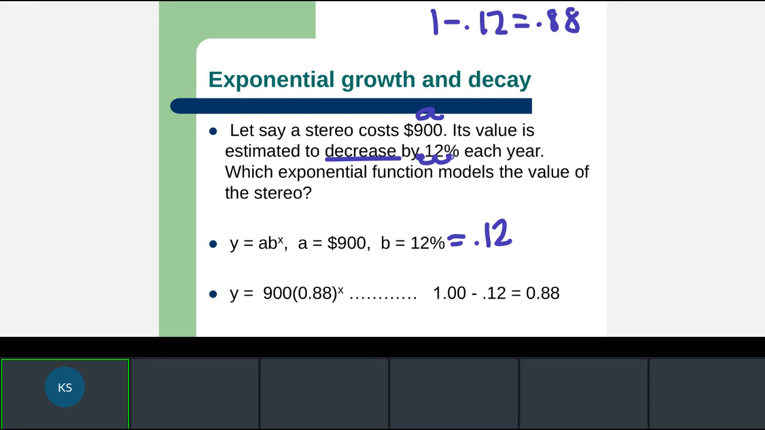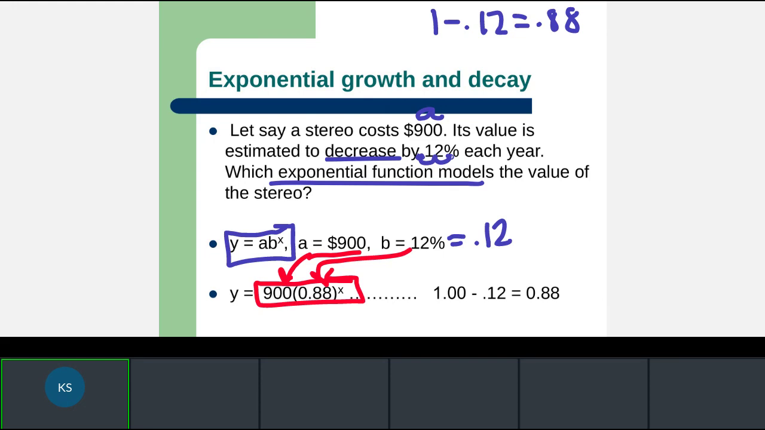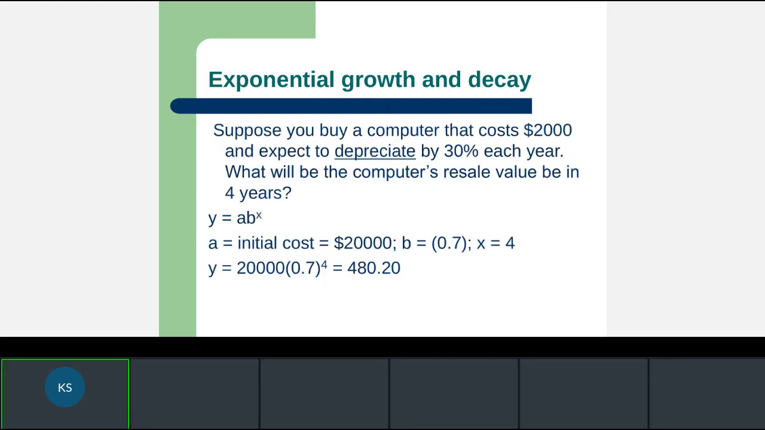So if we're going to write an exponential function that models that, here is our standard form. We said A, the initial value was 900. It's decreasing by 12%, which is 0.12. So we would take our A value, plug in 900. 1 minus 0.12 gives us our decreasing rate. So this would be our function: 900 times 0.88 to the x.